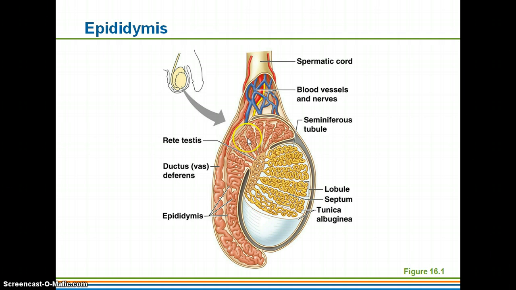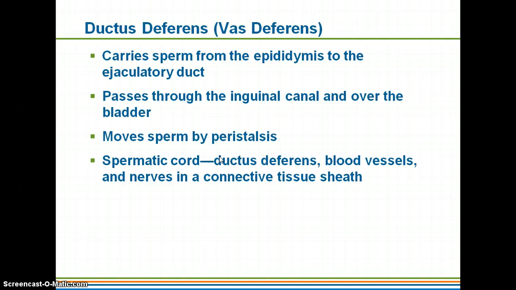So they will hang out in this area until they're completely mature, and then they'll be forced into the vas deferens. So the vas deferens are going to carry the sperm from the epididymis to the ejaculatory duct. The ejaculatory duct is a very small little area that's going to connect the vas deferens to the urethra.